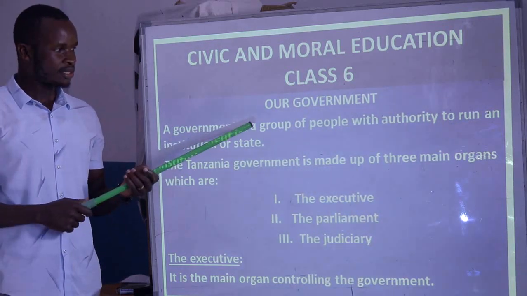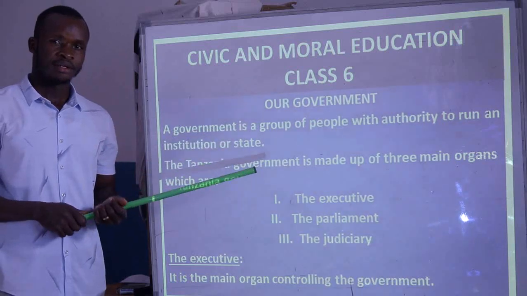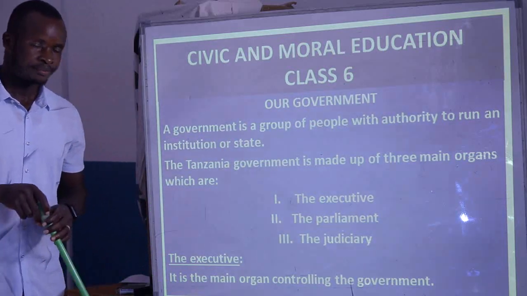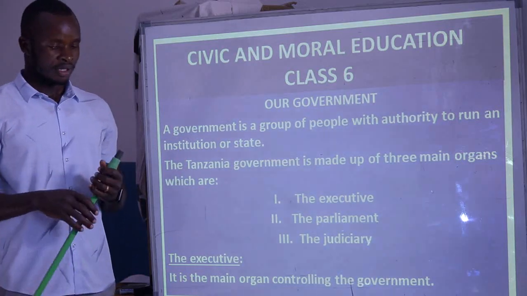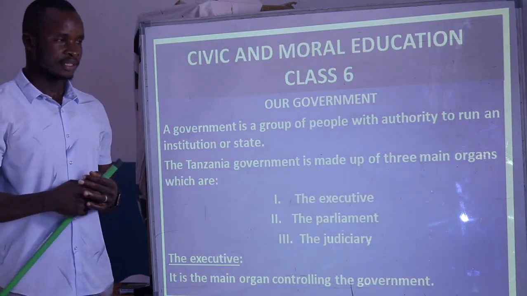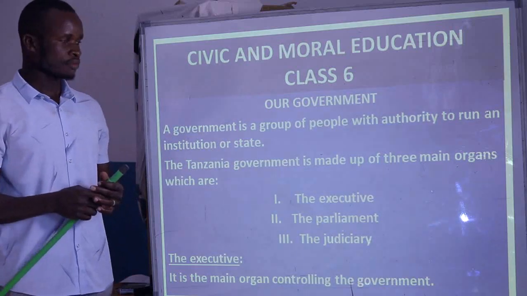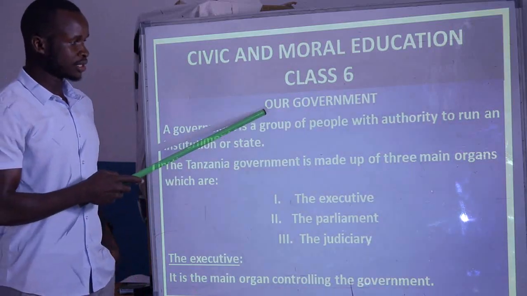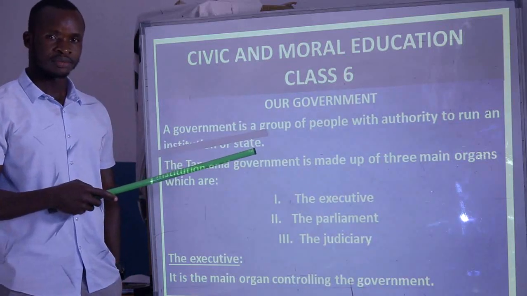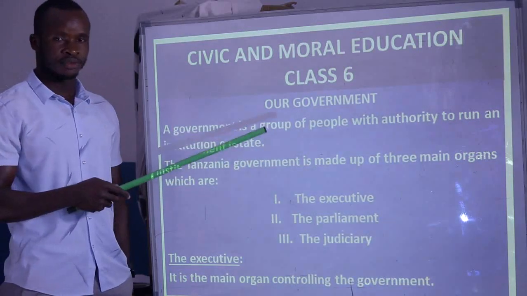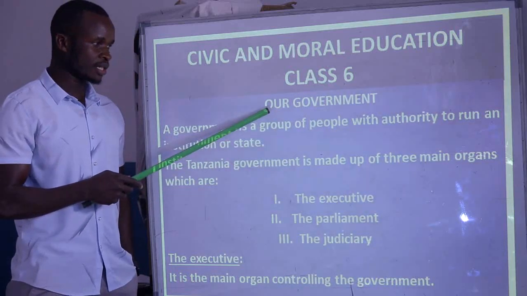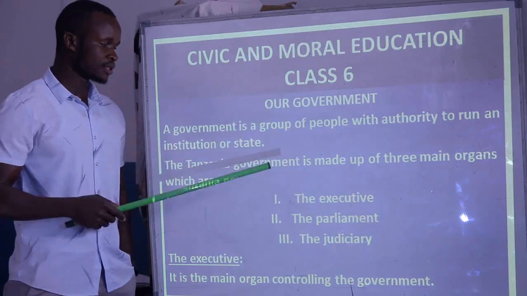When we say our government, this is the government of the United Republic of Tanzania. It is the government belonging to each and every person found in Tanzania. It is the government controlling our country. So the word our simply stands for Tanzania, the Tanzanian government. It is the government belonging to us. That's why we say our government.